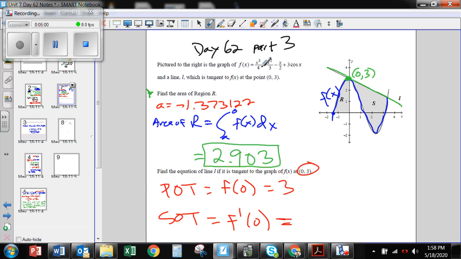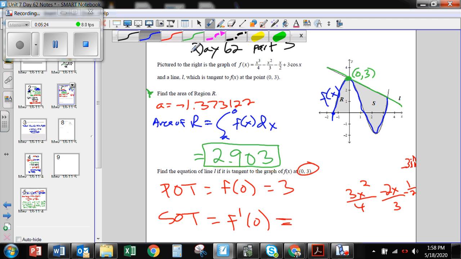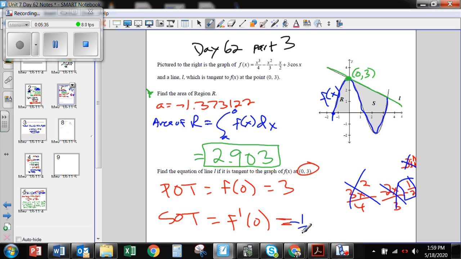So I can go in and take the derivative and put in 0. What would we get? We would get 3x squared over 4 minus 2x over 3 minus 1 half. And then the derivative of cosine is negative sine, so negative 3 sine x. When I put in a 0, sine of 0 is 0, and so therefore this is negative 1 half.